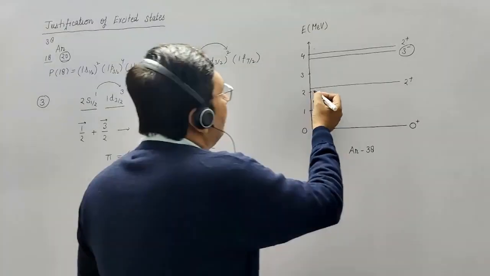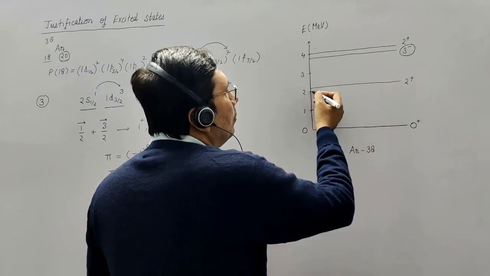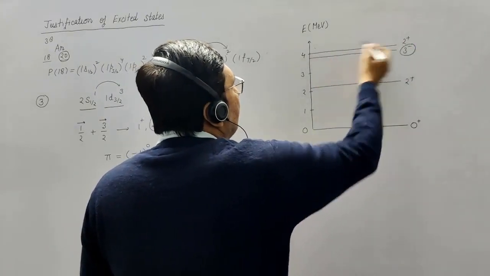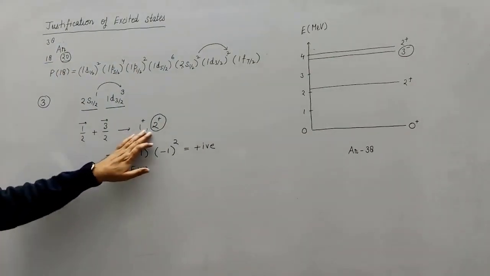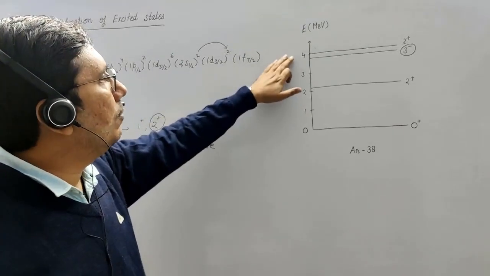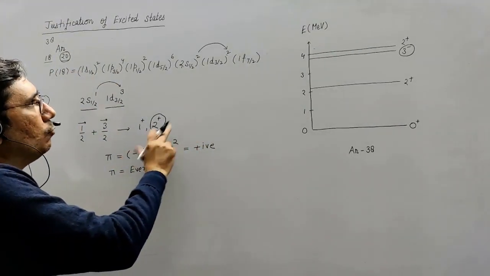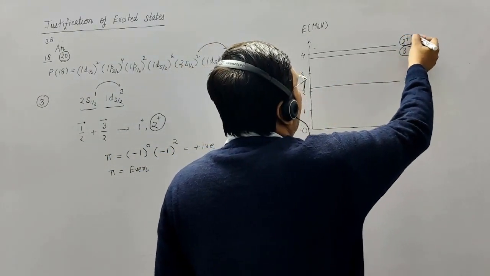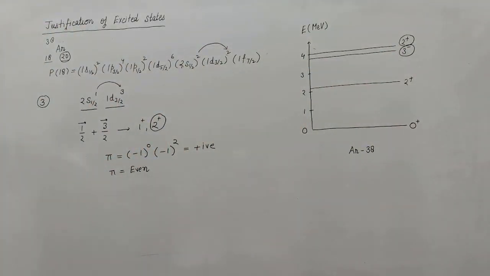So automatically this 2 plus state is close to 2 MeV, and this upper 2 plus state is much higher, corresponding to nearly 4 MeV. For this transition we need energy much greater than 2 MeV. So whatever 2 plus state we get here is surely this upper 2 plus state, whose energy is approximately 4 MeV.